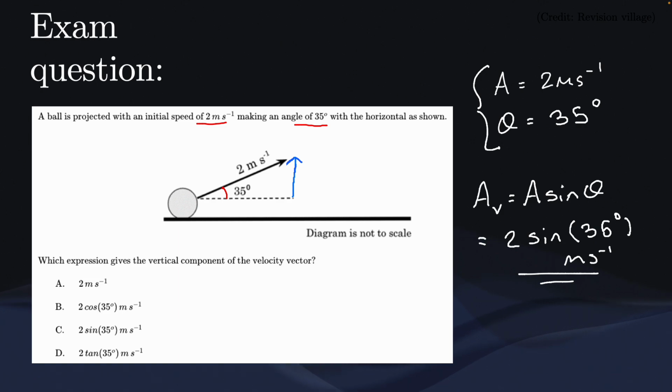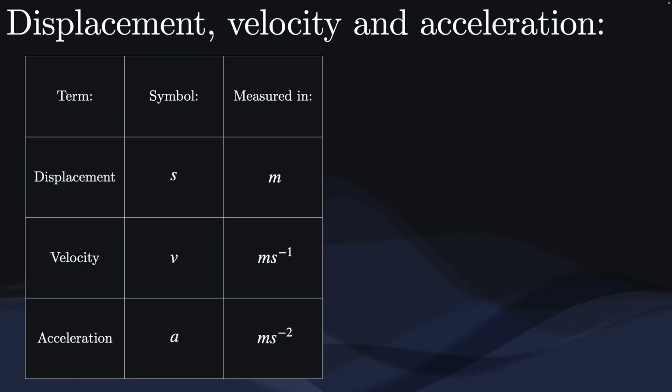And is this one of our answers? Yes, it is. 2 sine 35 meters per second. The answer is C. Very easy question. This is in a paper 1, but yeah, it's really not very hard. You can see vectors in physics, it's not too hard at all. It's just trigonometry, really. Now, let's move on to some more kinematics.